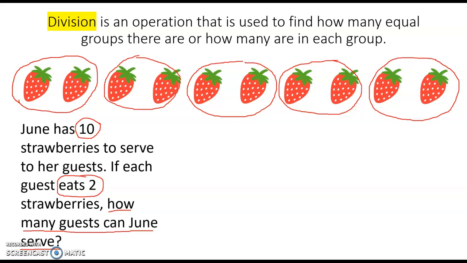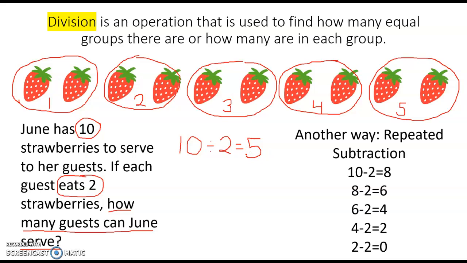Now what I need to do is go back and count how many groups I made. So we have 1, 2, 3, 4, 5 equal groups. So we had 10 strawberries. We divided 10 into groups of 2, and we made 5 equal groups. 10 divided by 2 equals 5.